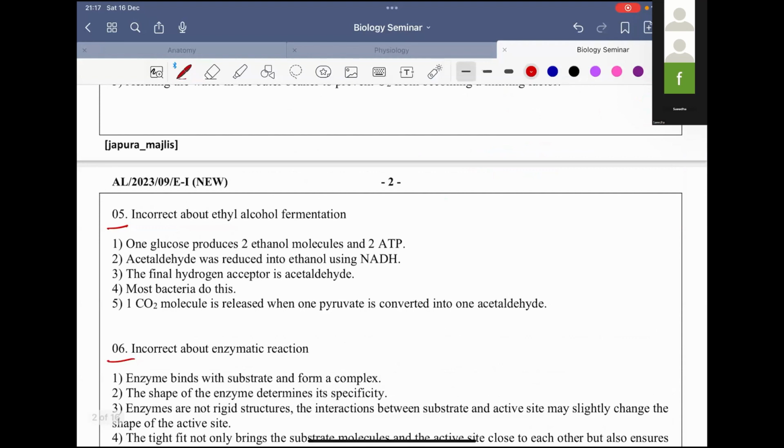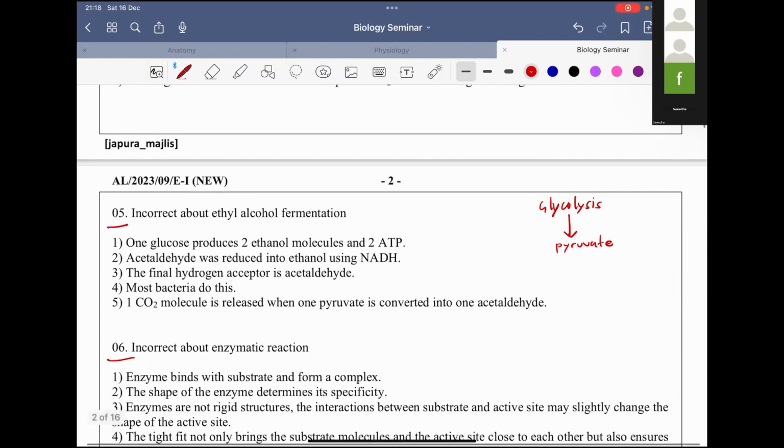So, like in aerobic respiration, the first step of alcohol fermentation is also glycolysis, okay? So the glucose will go through the glycolysis process, and the pyruvates will be formed. From one glucose, you will have two pyruvates. So from glycolysis, the glucose will be turned to pyruvate.